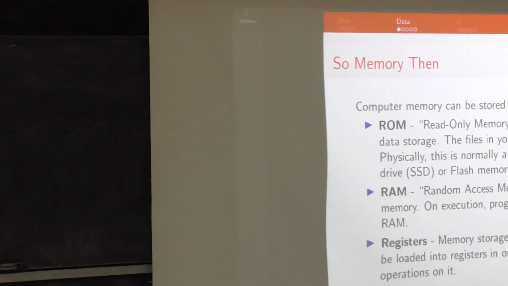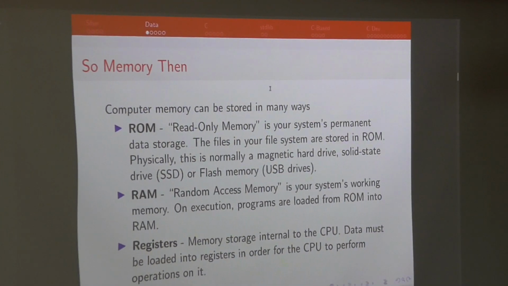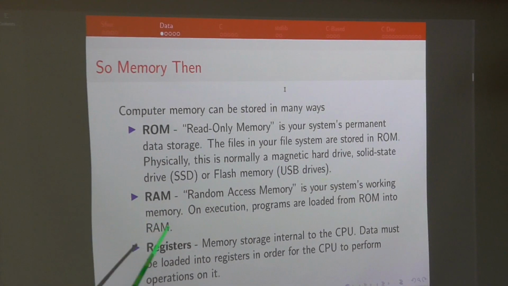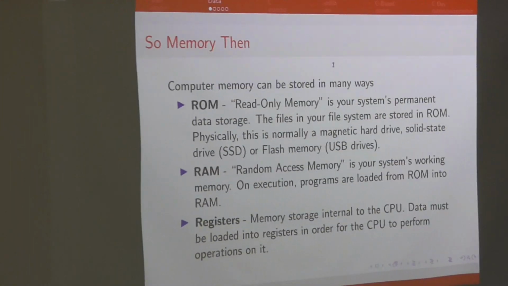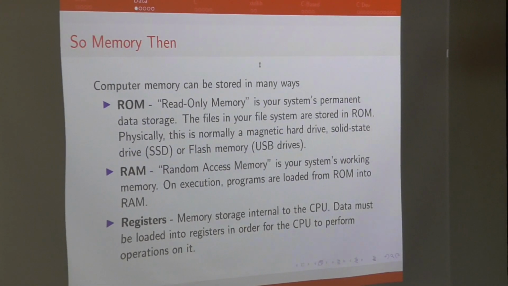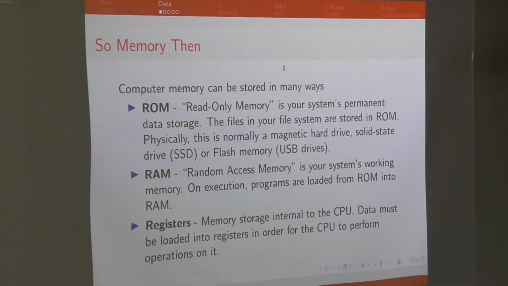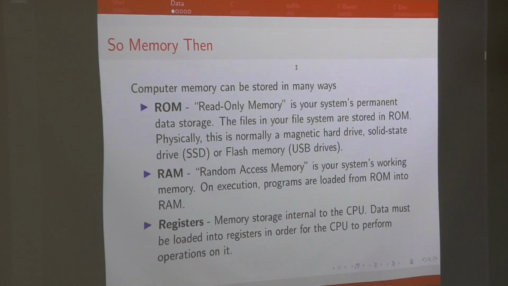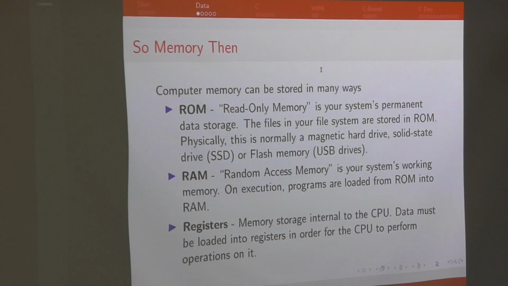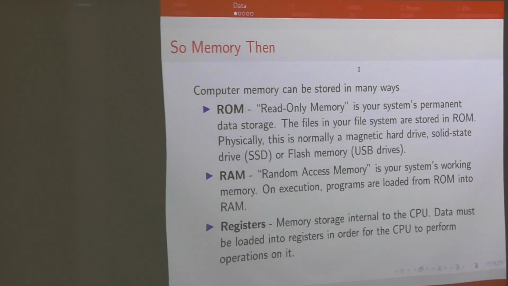What makes it permanent is that when the device powers down, this memory retains its values. In contrast to permanent memory, we have volatile memory, or random access memory. The thing that makes it volatile is that the values in this memory do not survive a power down cycle, right? The memory is wiped when it isn't being provided electricity. On execution, programs are loaded from ROM into RAM.